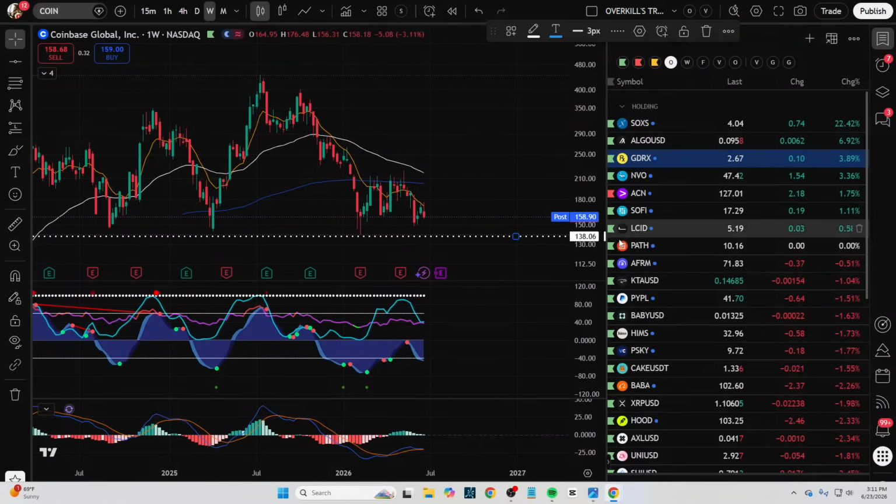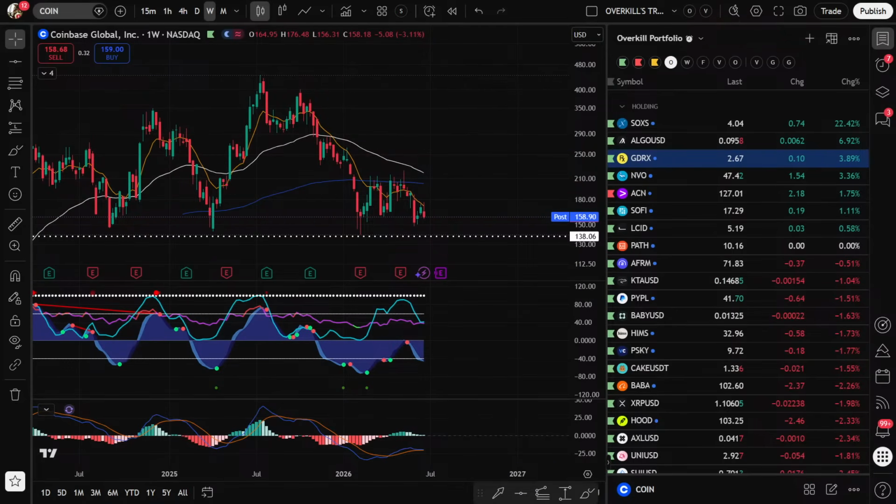So I'd have a stop loss like 138 on Coinbase if I was trading it. And again, just looking for that confirmation of another green dot. That's going to be the fourth one in the last like 6 months. What else we got?